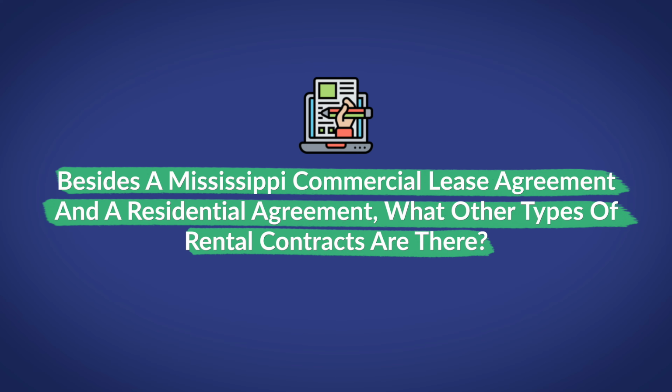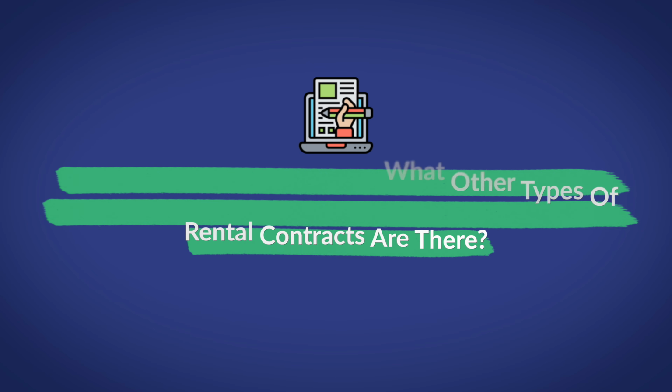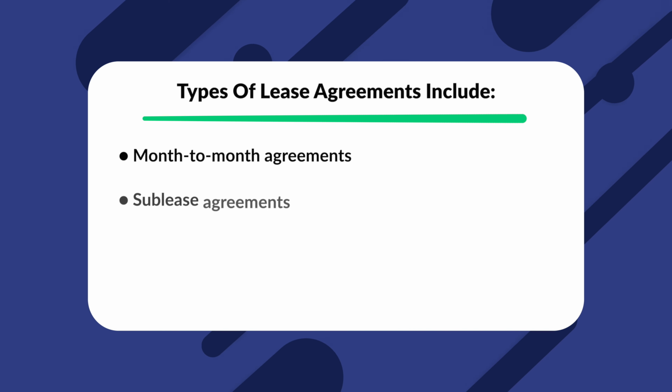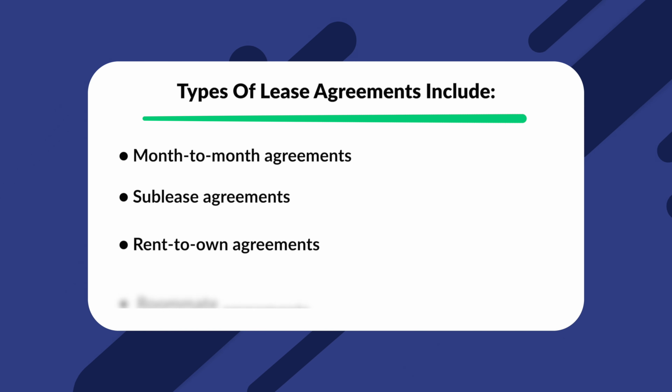And here are some frequently asked questions. Number one is, besides a Mississippi commercial lease agreement and a residential agreement, what other types of rental contracts are there? Other common types of lease agreements include month-to-month agreements, sublease agreements, rent-to-own agreements, and roommate agreements.